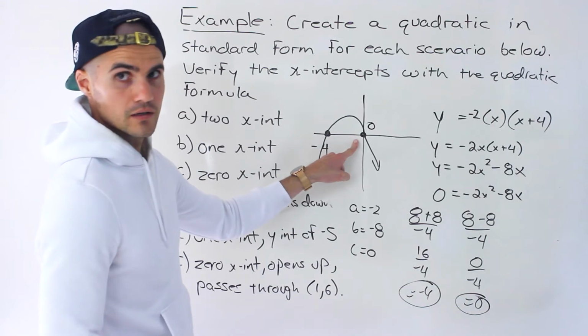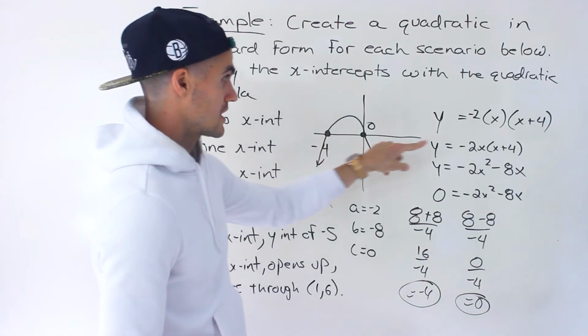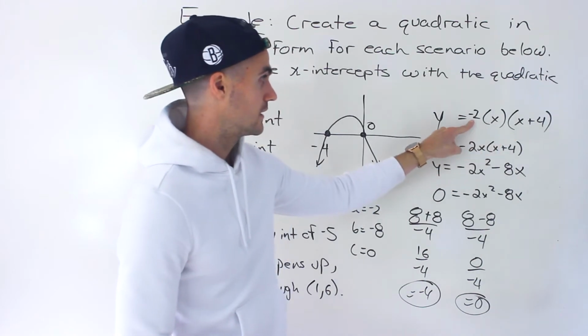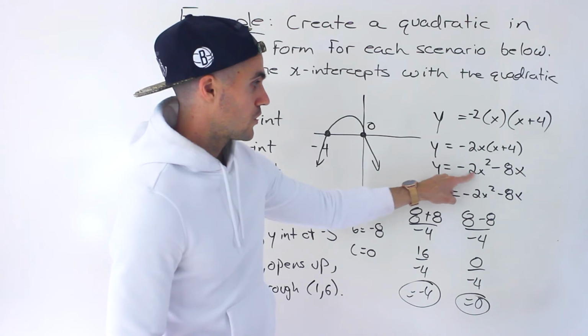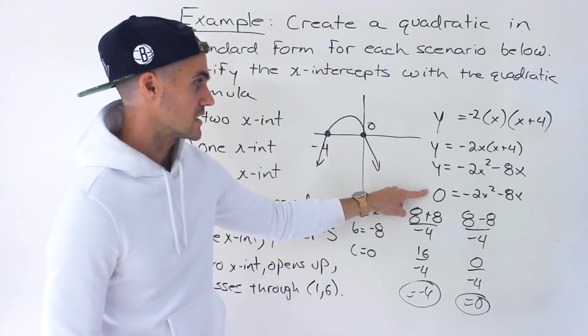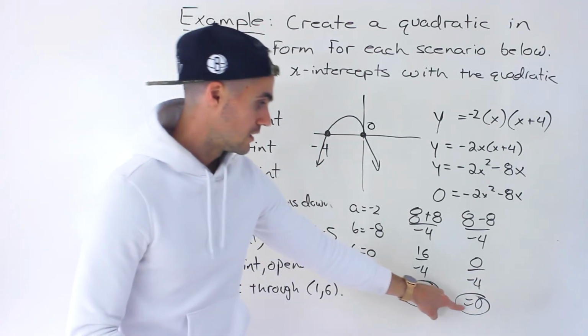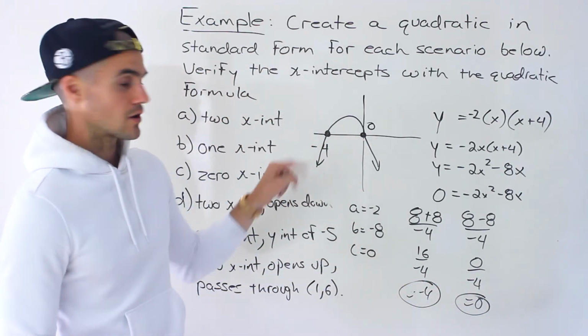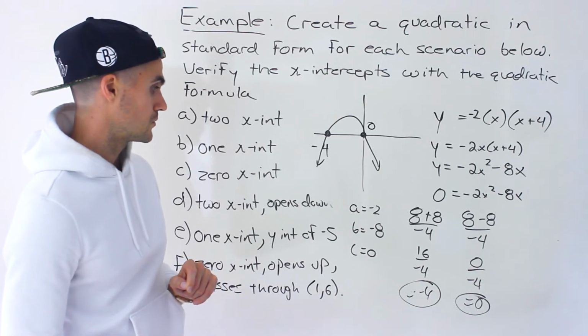Exactly as we expected, because we started with this diagram, took those x-intercepts, made the factors, added an a value, put it in standard form, and then from that standard form, we solved for when y is going to be 0, right, for those x-intercepts. And notice that we got the same x-intercepts that we started with. Okay, so we verified it with the quadratic formula.